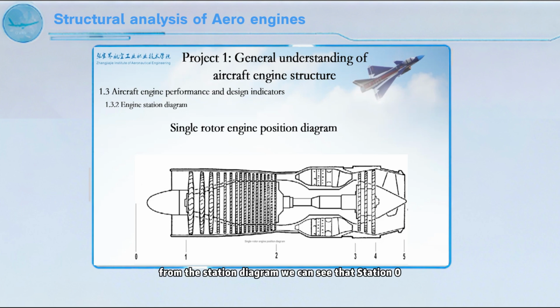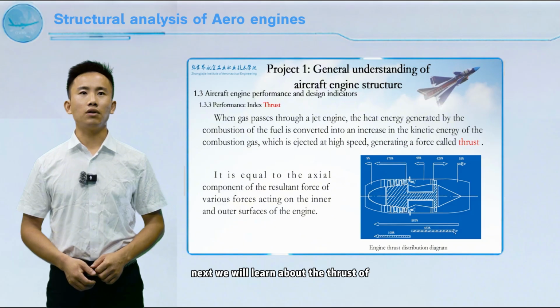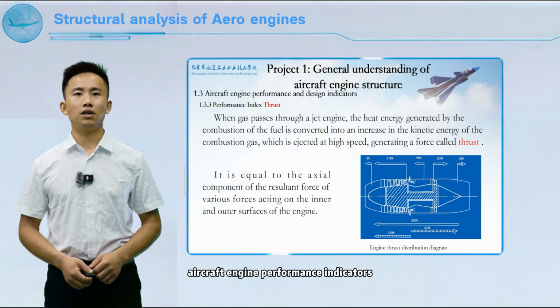From the station diagram, we can see that station 0 represents the position far in front of the engine. Station 1 represents the compressor inlet position. Station 2 represents the compressor outlet position, or the combustion chamber inlet. Station 3 represents the combustion chamber outlet position, or the turbine inlet position. Station 4 represents the turbine outlet position, or the tail nozzle inlet position, and Station 5 represents the tail nozzle outlet position. Next, we will learn about the thrust of aircraft engine performance indicators.